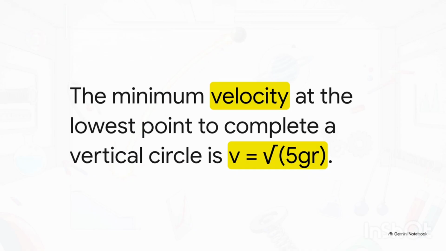To safely complete a full vertical loop without the string going completely slack at the very top, the object needs a specific amount of kinetic energy at the bottom. That absolute minimum lowest point velocity must equal the square root of 5 times gravity times the radius of the circle. This relationship is incredibly popular in entrance exams, so definitely burn that one into your memory.